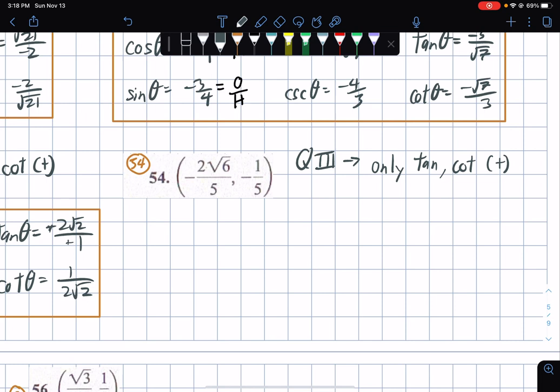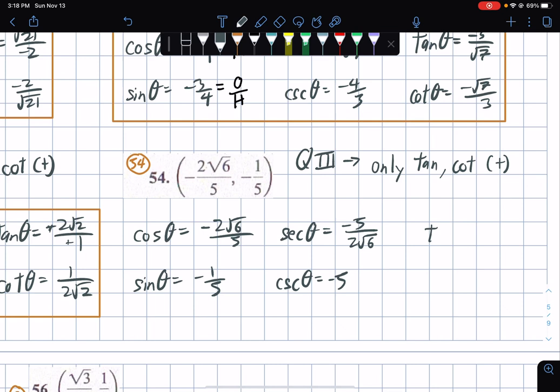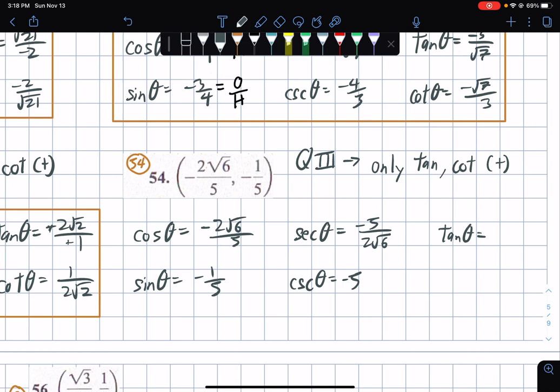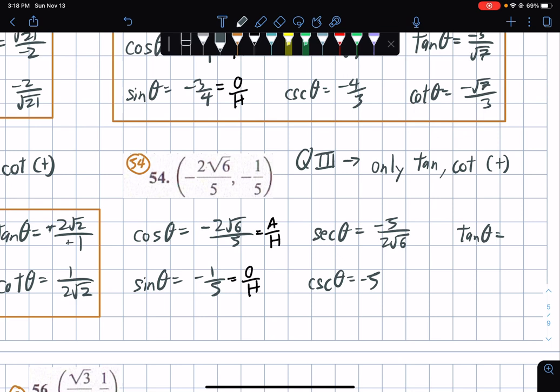So cosine theta is equal to negative 2 times the square root of 6 over 5. Sine theta is equal to negative 1 over 5. Cosecant is equal to negative 5. Secant is equal to negative 5 over 2 times the square root of 6. Tangent is equal to what? Let's figure it out again. Cosine is A over H. This one's O over H. So tangent theta is O over A, and it's positive. Cotangent theta is equal to 2 times the square root of 6 over 1.